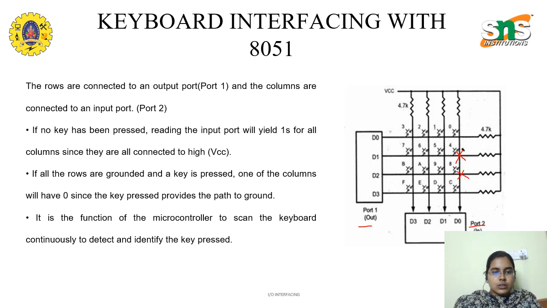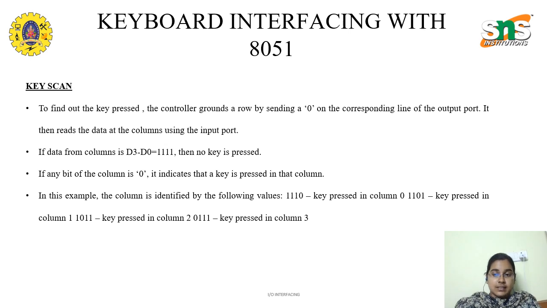If all the rows are grounded and a key is pressed, one of the columns will have 0 since the key press provides a path to the ground. Initially it is connected to VCC, so all the paths are 1. If I press this point, for example this 9, this particular column will get 0 as it is connected to the ground. The function of the microcontroller is to scan the keyboard continuously and identify the key pressed. So let us see how it scans the key.